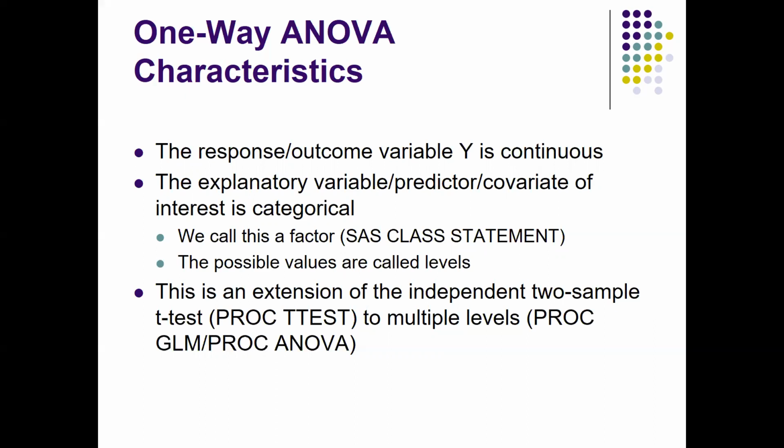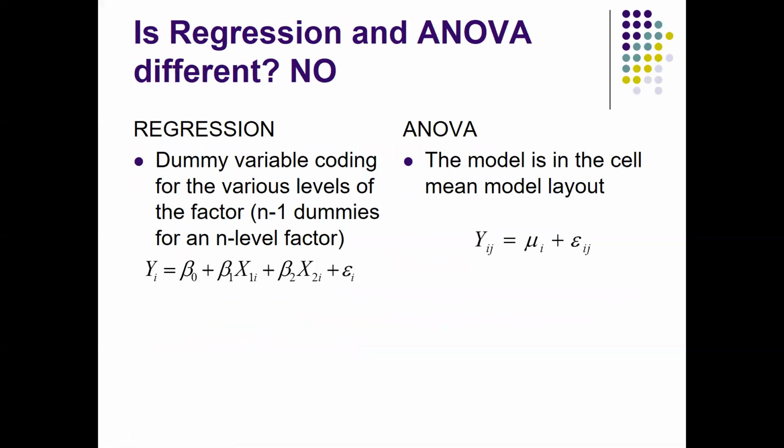For us, with the explanatory variable in SAS, we're going to see this goes in the class statement. Now, for the explanatory variables, the possible values, we call it the level. So this is nothing more than extending the independent 2-sample t-test to multiple levels. And again, if you're doing SAS, the independent sample t-test is proc ttest, and the multiple level could be done in proc GLM, proc ANOVA, proc mixed, proc genmod, proc reg. We're going to focus on proc GLM. GLM stands for general linear model. This could do a lot of what we needed to do.